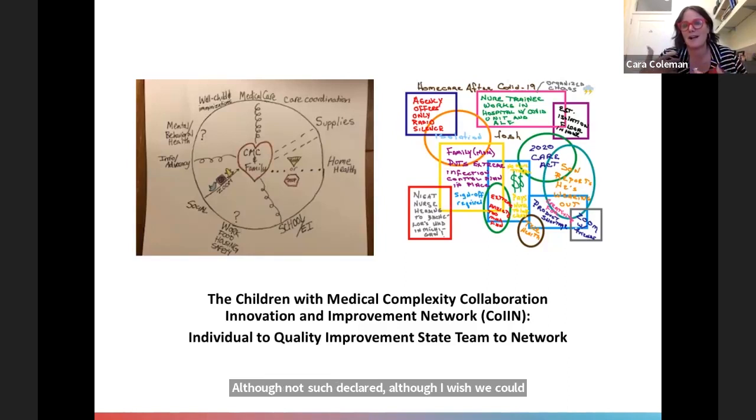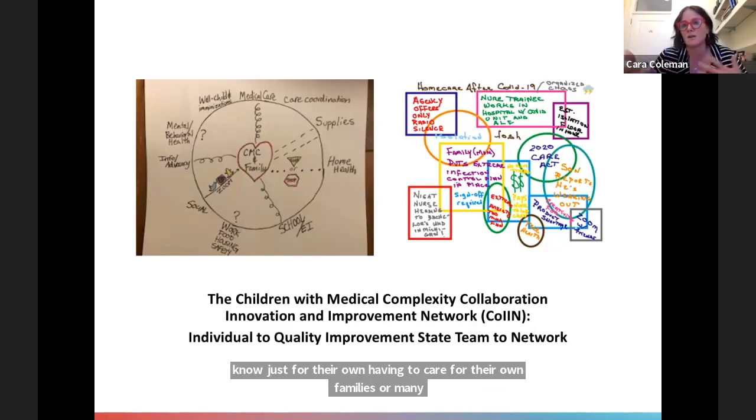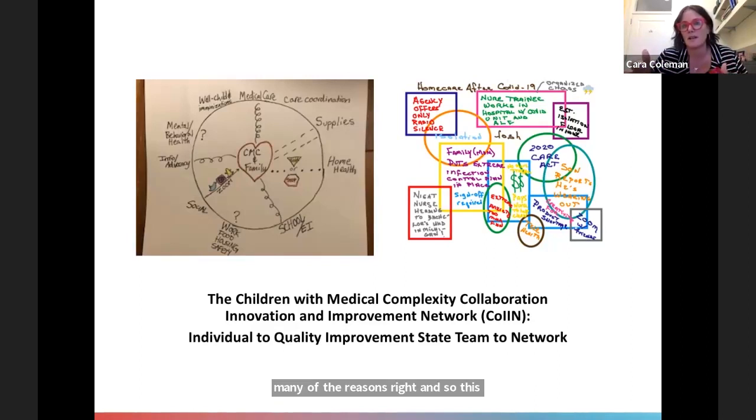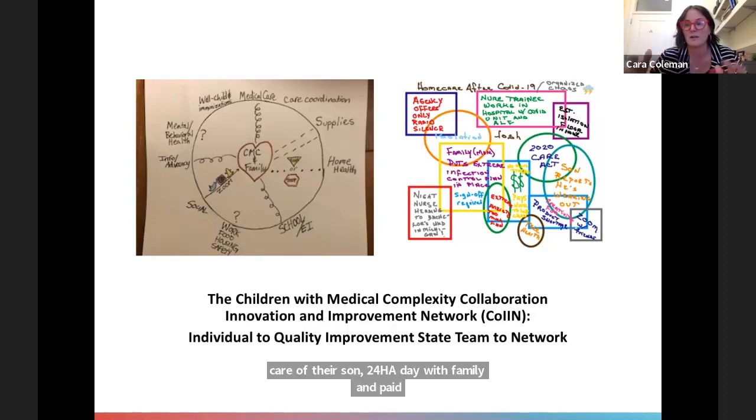Before COVID-19, and now after and during COVID-19, either families were saying it's not safe for home health care providers to come into my home, or they weren't showing up because they were being paid more lucratively in other jobs, or they had to care for their own families, or many other reasons, right? And so this was one family that had a very complex layered system of covering the care of their son 24 hours a day, with family and paid professionals coming into the home.